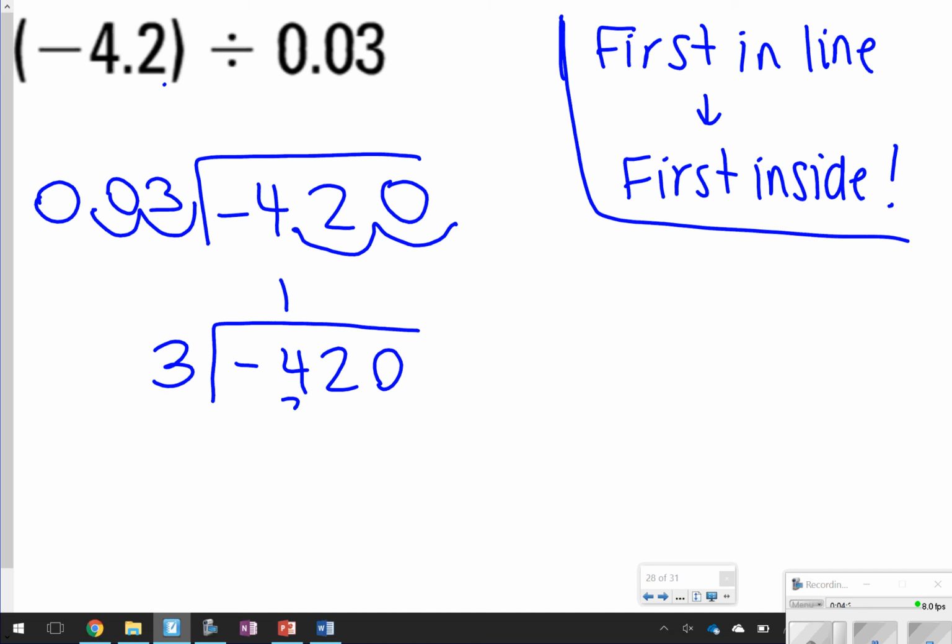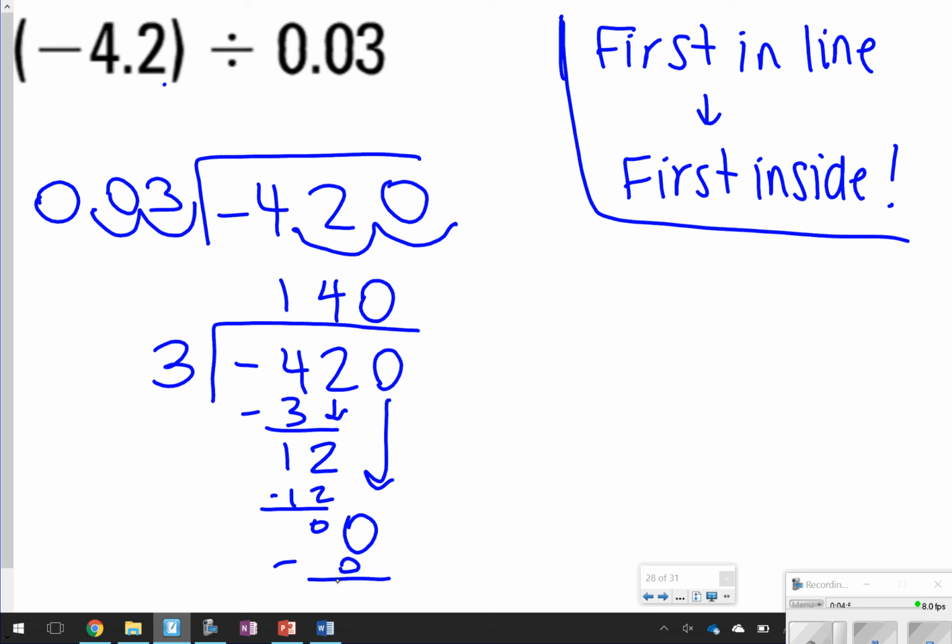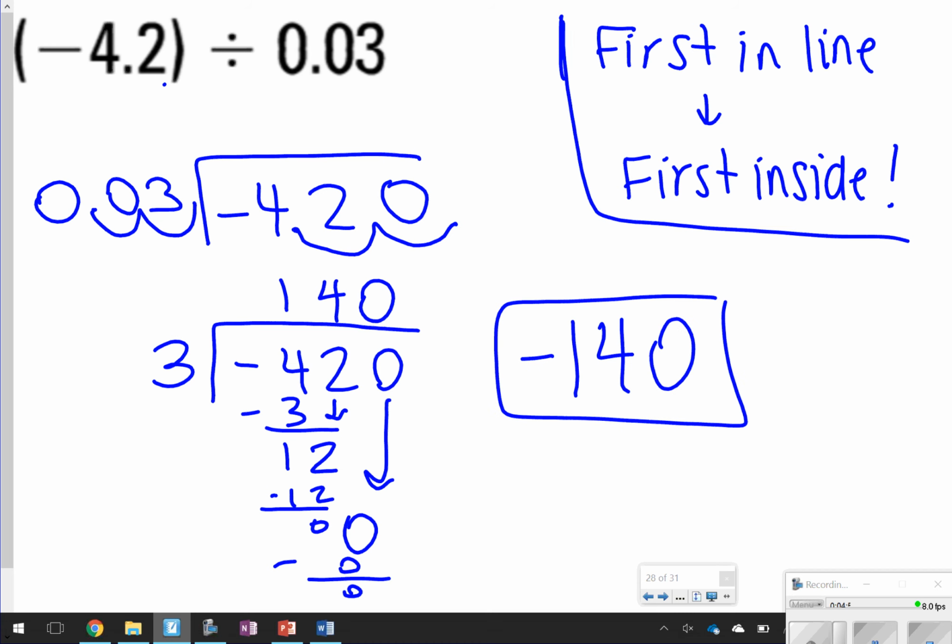3 goes into 4 once with 1 left over. 3 goes into 12 4 times with none left over. And 3 goes into 0 0 times, or you could just bring up that 0. Okay, so my answer after I divided, I get 140, but it needs to be negative because I divided a negative by a positive.